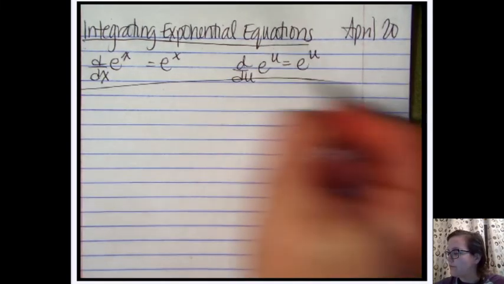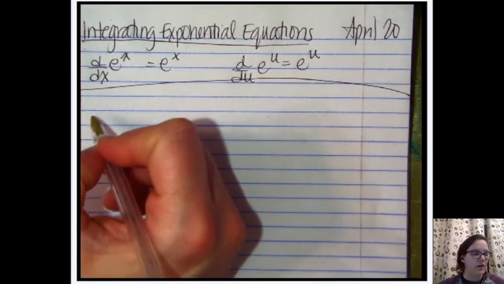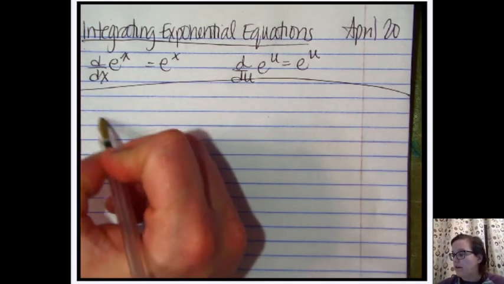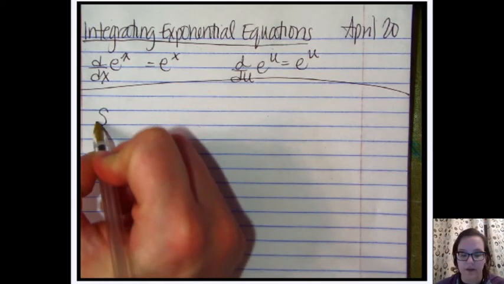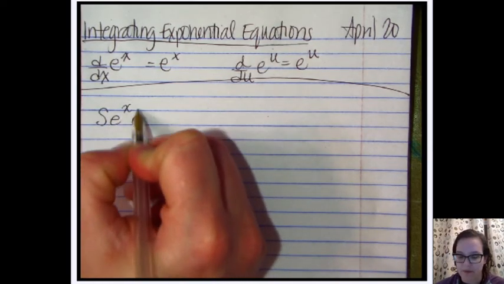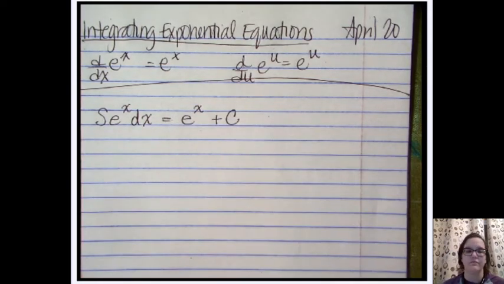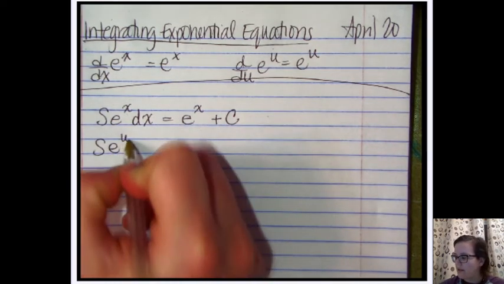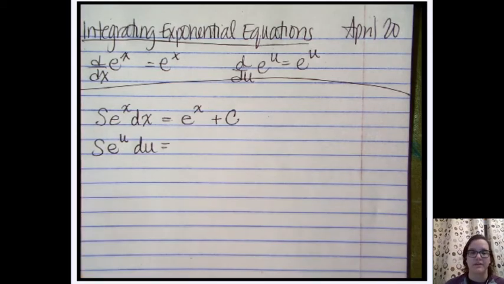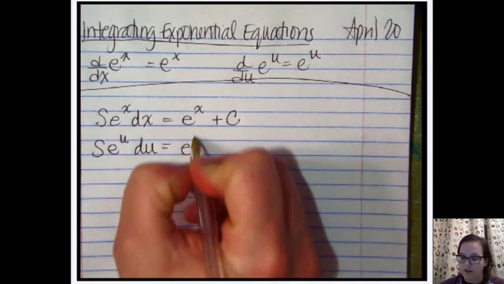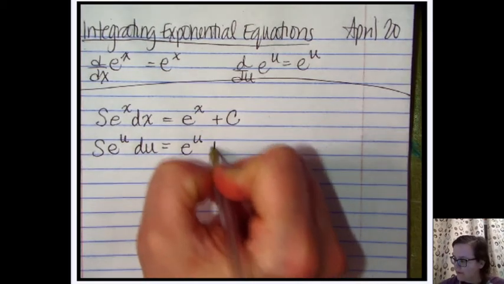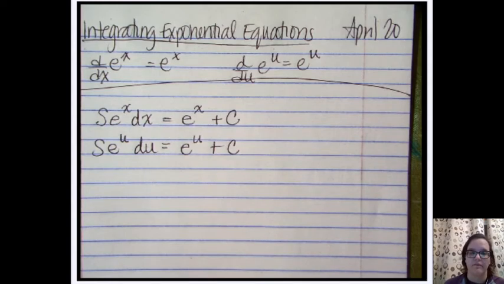Believe it or not, it's pretty easy integration formulas. So if we have the integral of e to the x dx, it is just going to be e to the x plus c. And if we have a more complicated exponent up in the power, then it just looks like this: e to the u plus c.